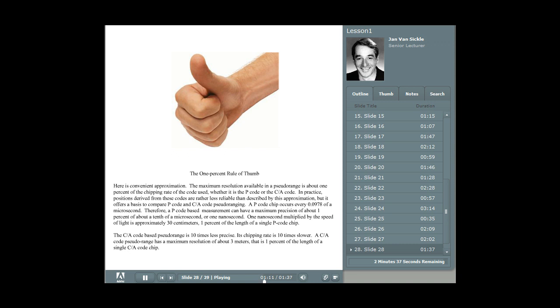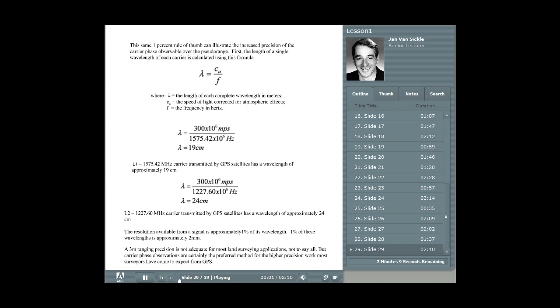Now, C/A code is 10 times less precise, so it's 10 times slower. So instead of 30 centimeters, its maximum resolution is about 3 meters, which is, again, in direct correlation with that chipping length of 960 feet. Therefore, 1% being 9.6 feet approximately. And those are the best answers that we could get if the pseudo-range was the entire answer. But, of course, we do much better than that. And here's how we do better.